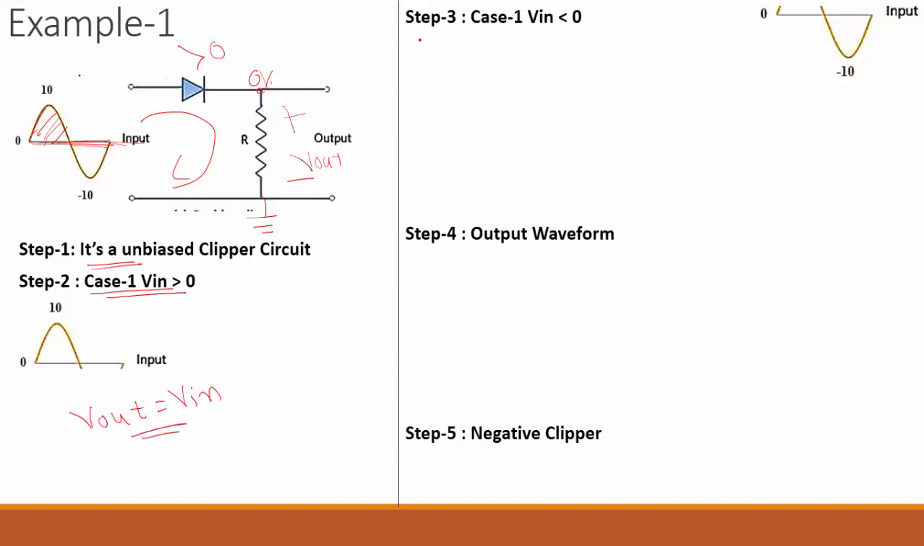Now let us take step 3. What I need to do? V in less than 0. Less than 0 means this is the 0 reference line. Which are the voltages less than 0? These are the voltages we have. That is V in less than 0.